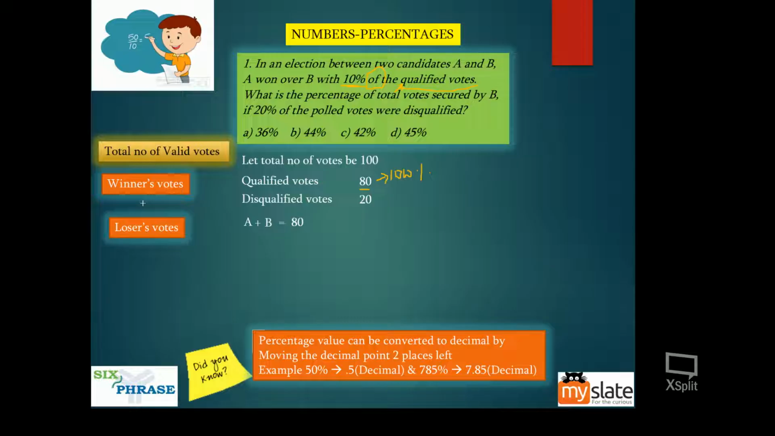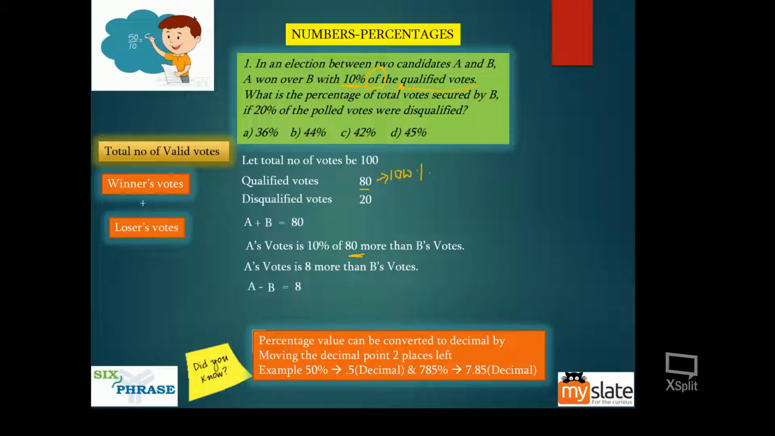It is 8. So A won over B by 10 percentage of qualified votes is the same as A won over B by 8 votes. So what is the difference between A and B's votes? It is 8, right? So you can see A's votes is 10 percentage of 80 more than B's votes. This is qualified votes, right? So A's votes is 8 more than B's votes. So A minus B will be equal to 8.